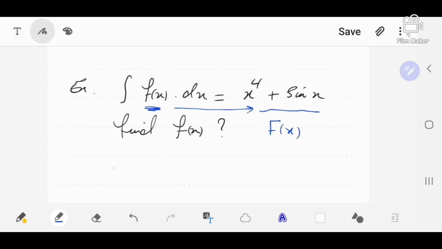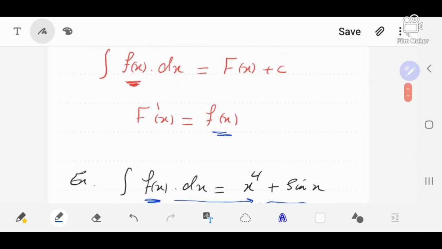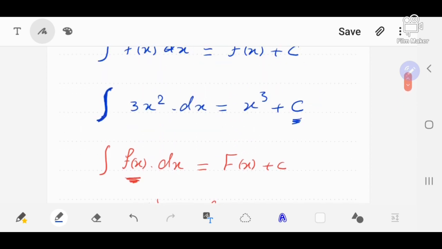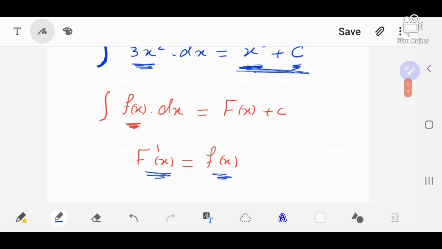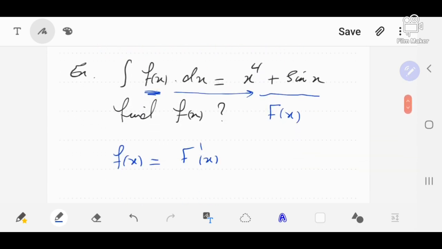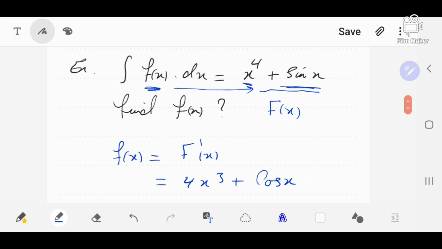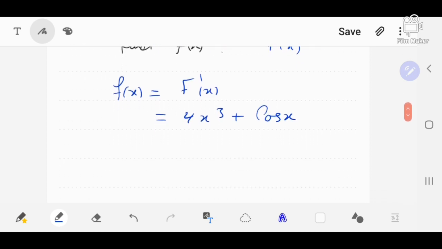Simply, small f of x will be equal to the derivative of capital F of x. So immediately, this will be equal to the derivative of x to the power 4 plus sine x. That's an addition, so derivative of each one alone: 4x cubed. Derivative of sine is equal to cosine the angle times derivative of the angle. So 4x cubed plus cosine x. I think this is easy to understand.